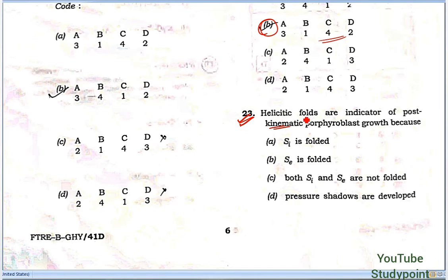Question number 23. Helicitic folds are indicator of post kinematic porphyroblast growth because of what? We know that in helicitic fold, in post kinematic, what happened? That progressively more intense folding of Si from core to rim. So, right answer is option A, Si is folding.